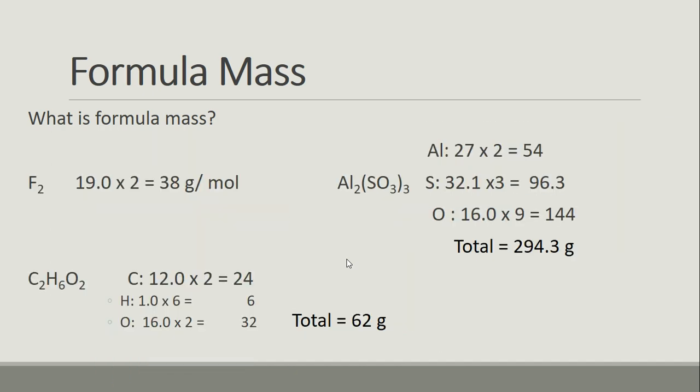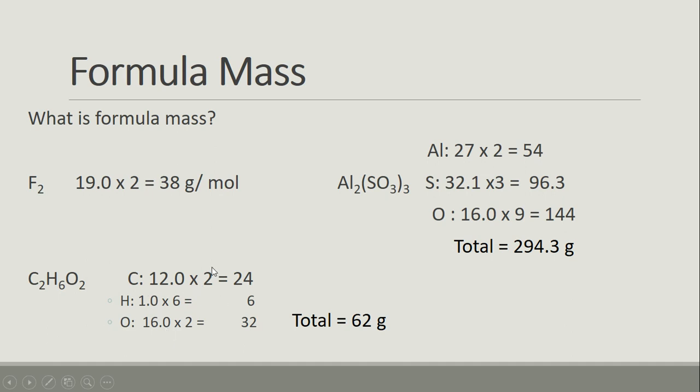If you go to the periodic table, you will see that fluorine has a mass of 19.0 if we're going to take it to 3 decimal places. And since fluorine F2 has 2 atoms of fluorine, we need to multiply that by 2 to get a total mass of 38 grams per mole. The same can be said, let's go here to C2H6O2, which has 2 carbons, 6 hydrogens, and 2 oxygens.